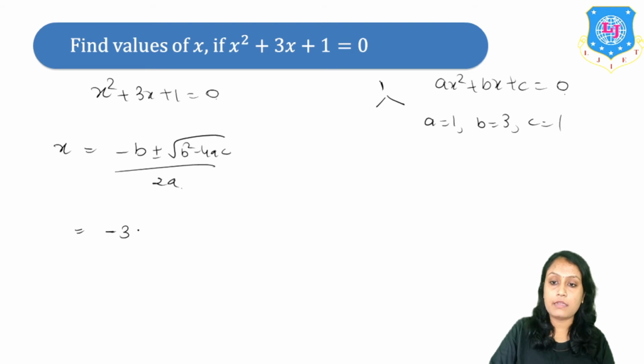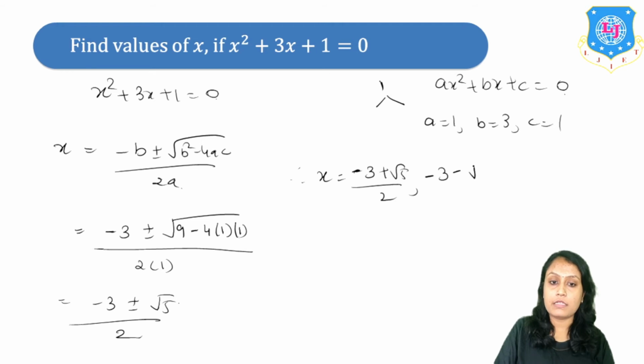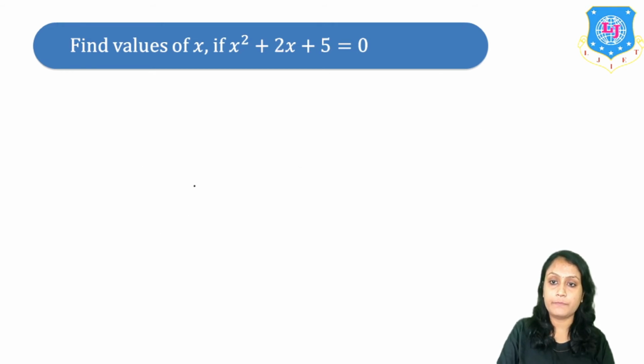Okay, we'll substitute the values of a, b, c. So here minus 3 plus or minus under root b square is 9 minus 4, a is 1, c is 1. Okay, upon 2 into again a is 1. So minus 3 plus or minus, here we have under root 5, upon 2. So you will get the answer of x as minus 3 plus root 5 upon 2, and another answer is minus 3 minus root 5 upon 2. Okay, next.